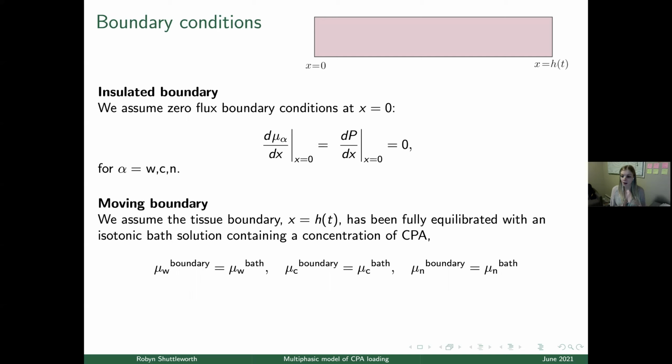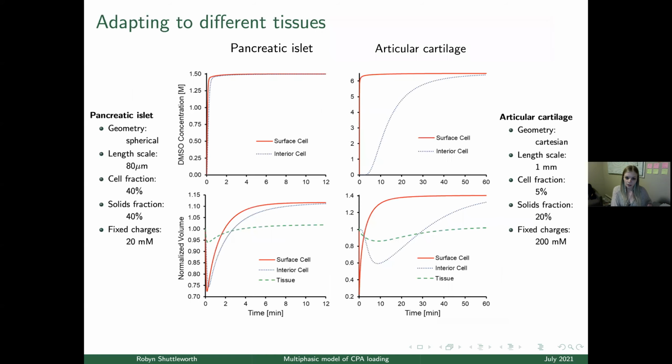So now that we have set up our entire model, we have our initial and our boundary conditions, we can then go ahead and run this model for some different tissues. The first 2 tissues we ran this for: we ran for articular cartilage on the right, which we had previous work from Abazari et al. And then on the left, we also ran it for a pancreatic islet as well.